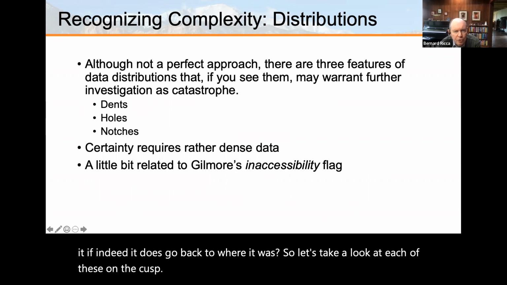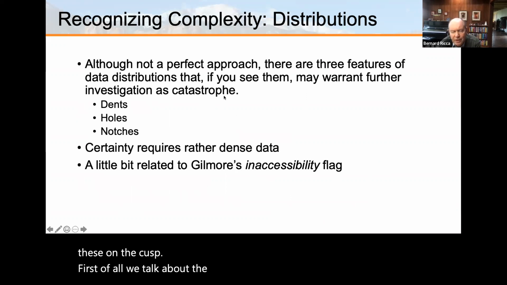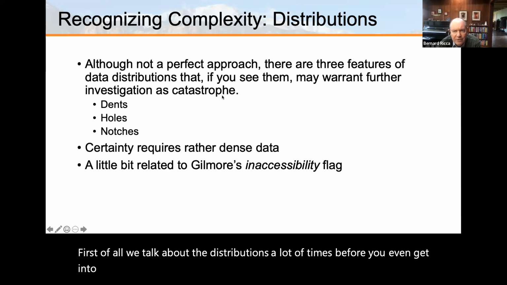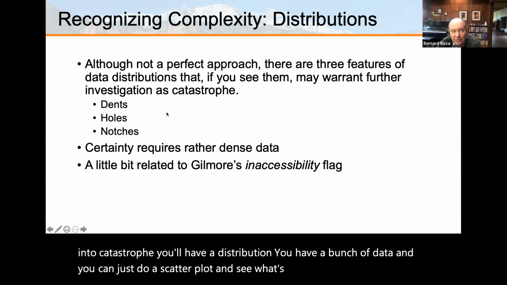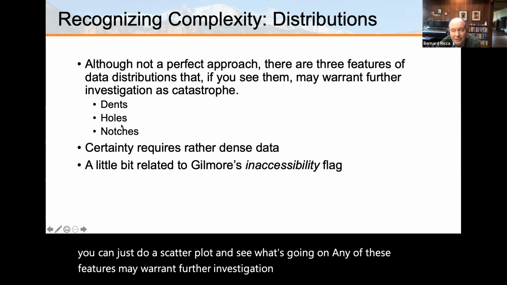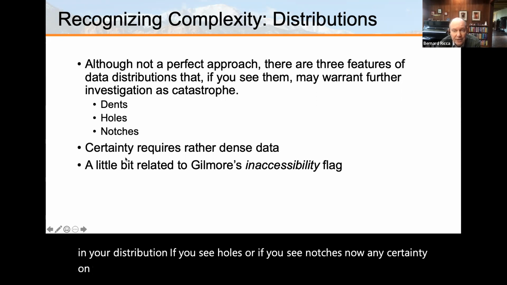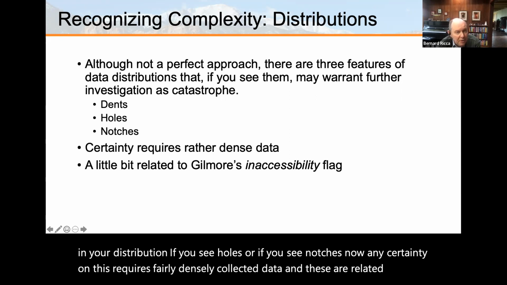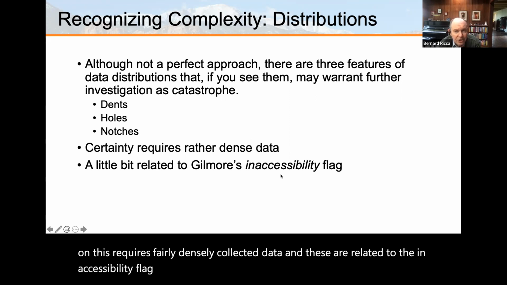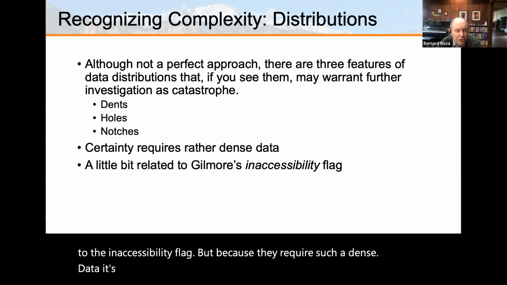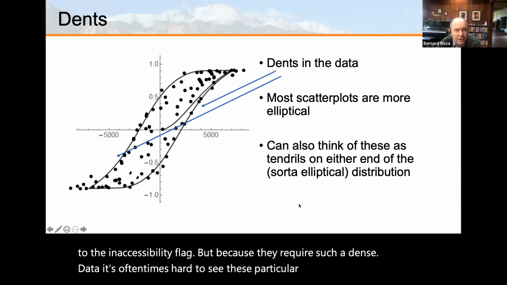First of all, we'll talk about the distributions. A lot of times before you even get into the catastrophe, you'll have a distribution, a bunch of data, and you can just do a scatter plot and see what's going on. Any of these features may warrant further investigation as catastrophe: if you see dents in your distribution, if you see holes, or if you see notches. Now, any certainty on this requires fairly densely collected data. And these are related to the inaccessibility flag, but because they require such dense data, it's oftentimes hard to see these particular ones. So first of all, the dents.